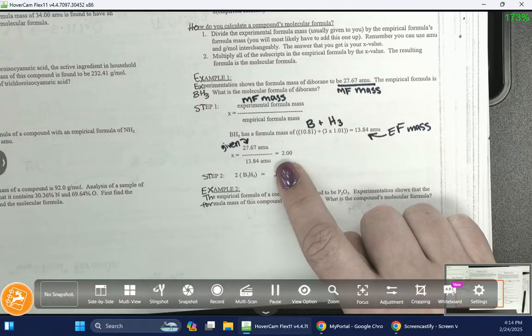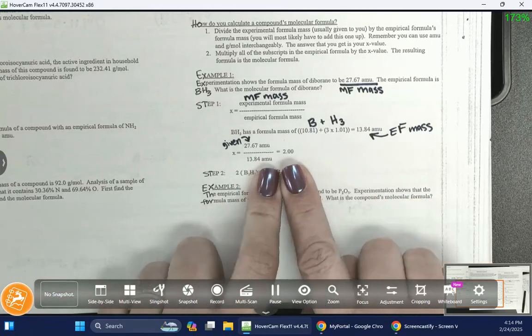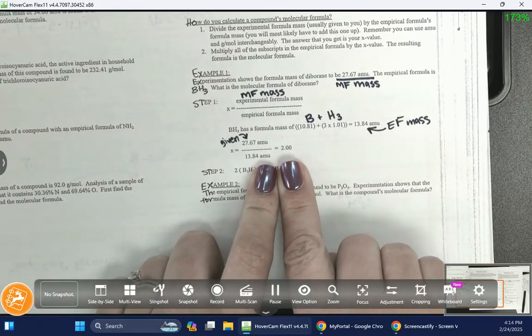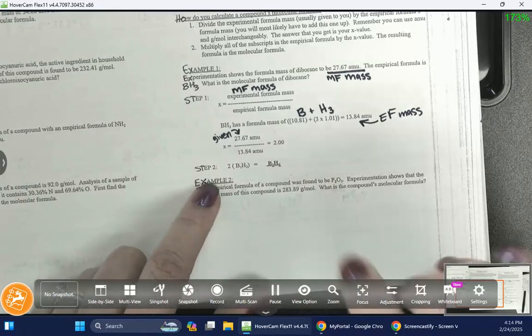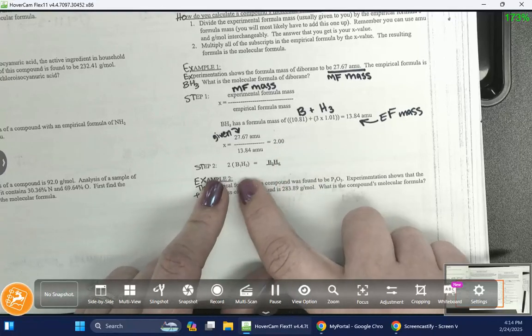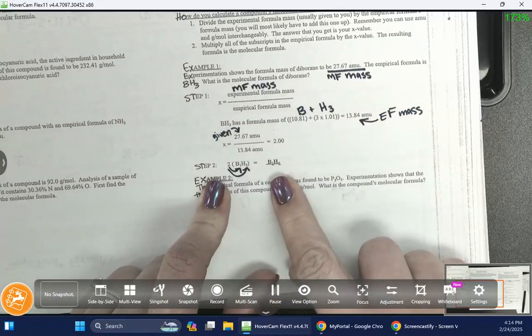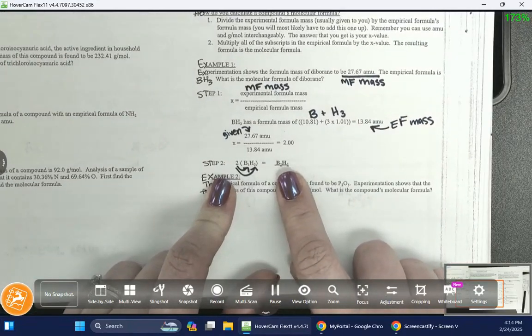You should be getting extremely close to a whole number. If you do not, then it's probably not correct. This one should be very obviously a whole number. Okay? And then once we have that, we're going to multiply it by the subscripts in order to get our molecular formula like you see right there.